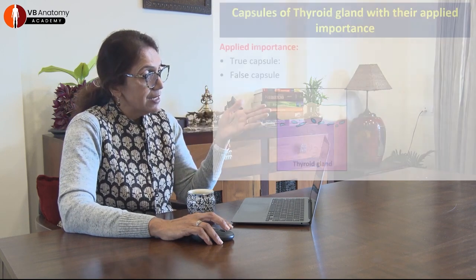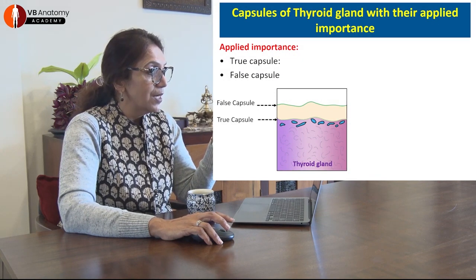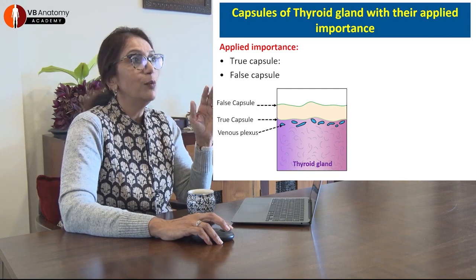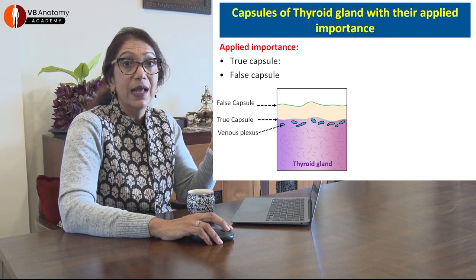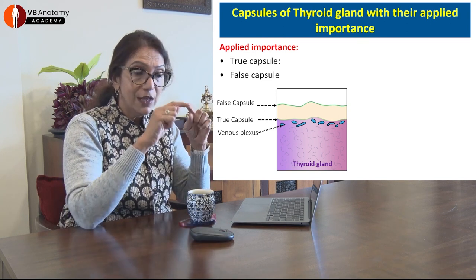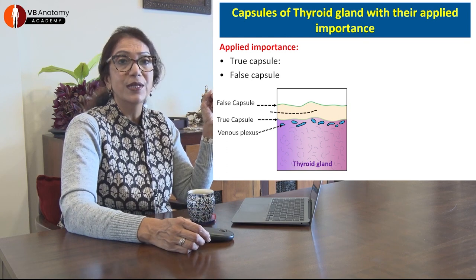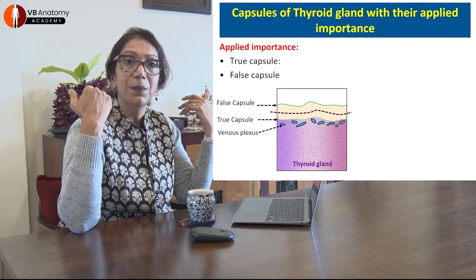Okay? Right. Last thing about capsules. Now here you're seeing a section of the thyroid gland. That's the true capsule, false capsule. And you can see deep to the true capsule, there's the venous plexus. Now put yourself in a position where you want to remove the patient's thyroid gland, thyroidectomy. Where will you take the incision? You will take it between the true and the false capsule, removing the thyroid gland along with the venous plexus.